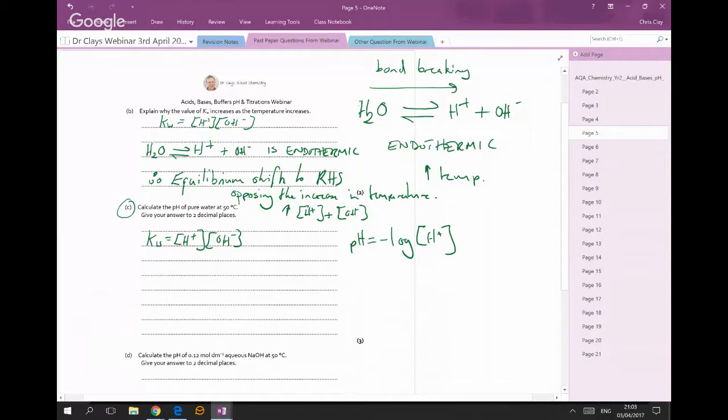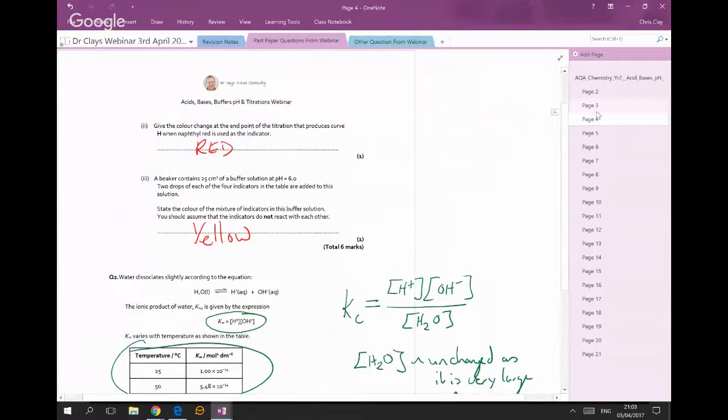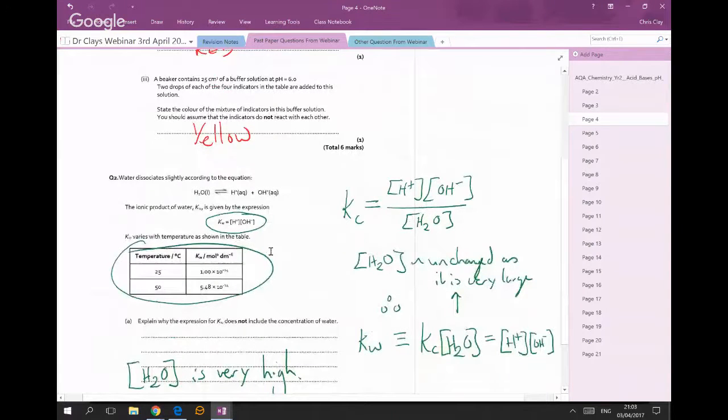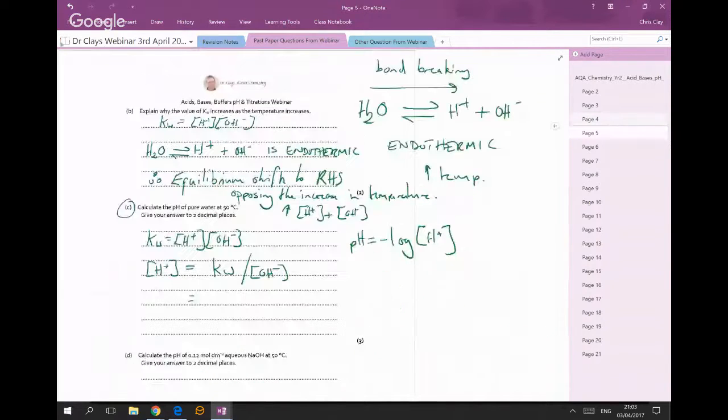As you're working through this, we need to work out what H+ is. Rearranging the equation gives us Kw over OH-. And then we just need to simply pick out some values here. Kw is 5.48 × 10⁻¹⁴.